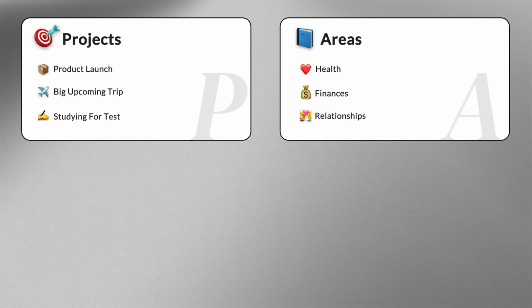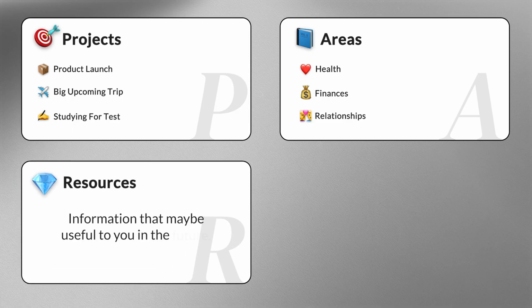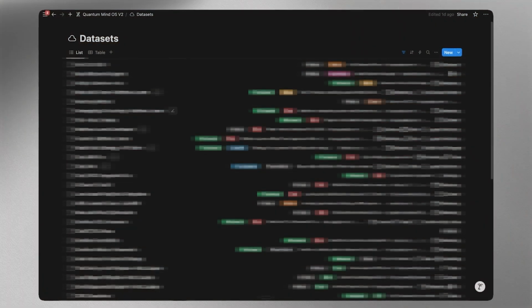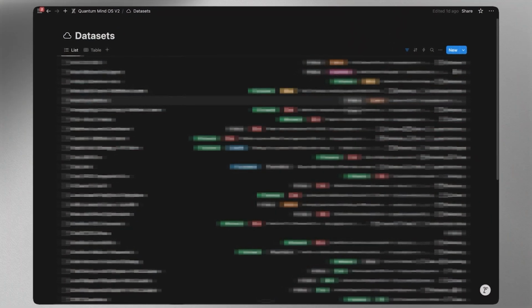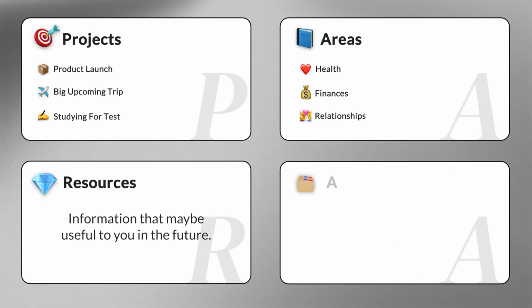The third category are resources, and these are topics or information that may be useful to you in the future, and they usually relate to a current project or area. A resource could be an article you read, took notes on, or the framework from this video that you want to store in your productivity area. And finally, there's your archive, where you can safely store away any redundant projects, areas, or resources to avoid brain clutter, and also not lose out on any precious knowledge from the past.